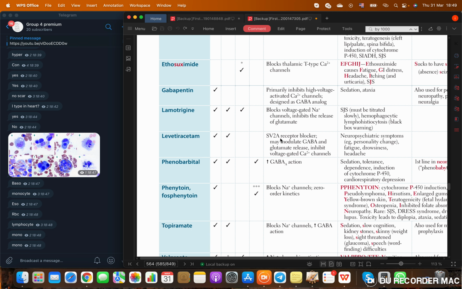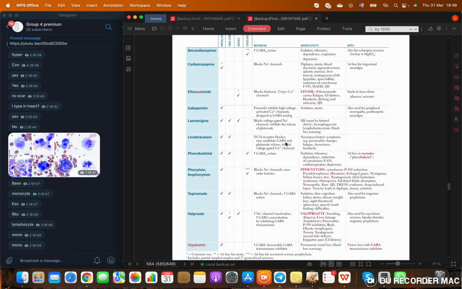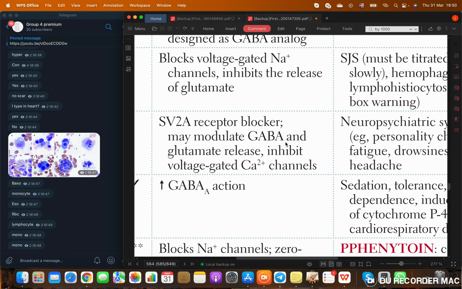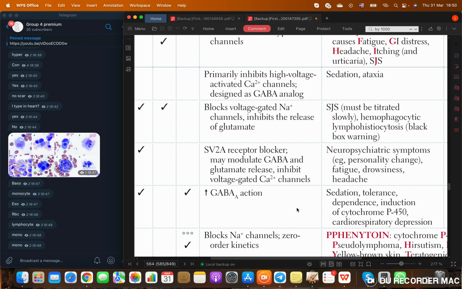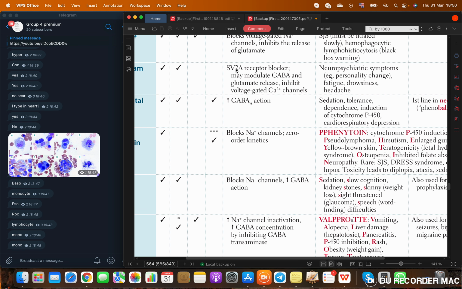Previously, this channel was completely neglected. Nobody cared about it. Never anybody asked a question about it. But during the recent year, I've seen 2 or 3 questions about it. So I advise you that you should actually memorize it now. So SV2A receptor blocker may modulate GABA and glutamate release. Both of them are inhibitory and inhibit the calcium channel as well.